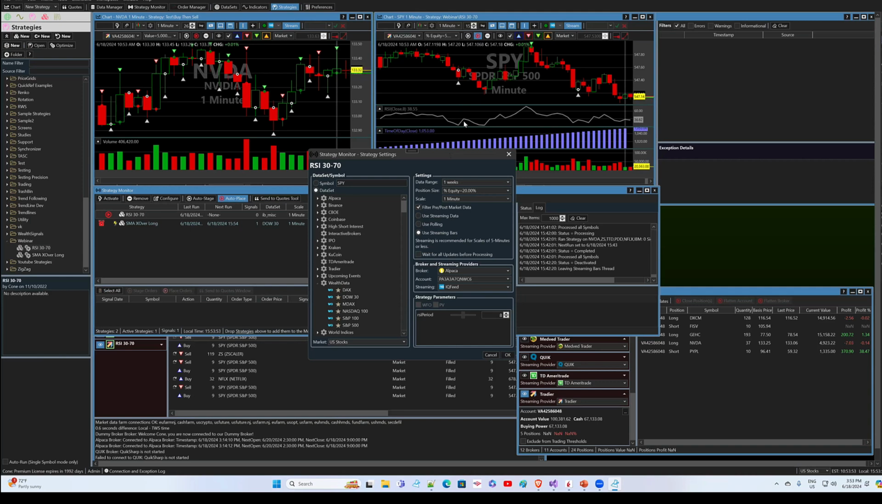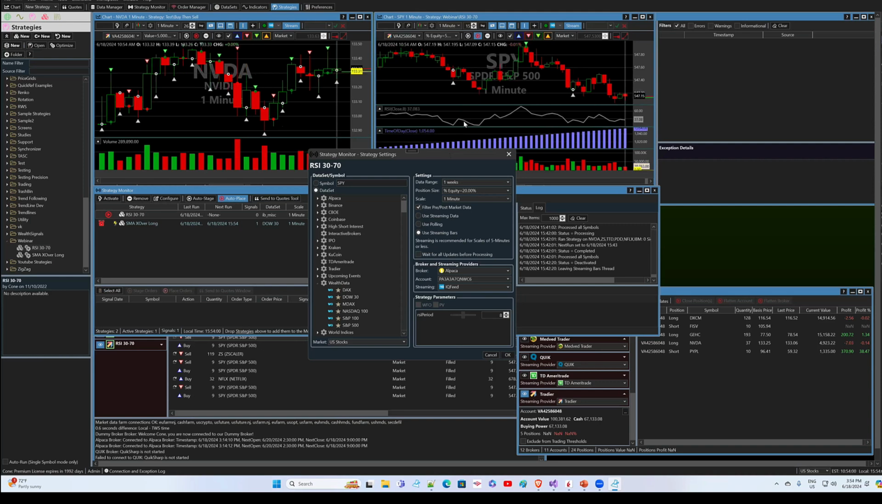So really, where the strategy monitor earns its keep is when you're trading dozens of symbols and many strategies, right? It's a question of numbers, really. And the thing is, the streaming window doesn't give you an option for polling or streaming bars, so you only get streaming data, right? That might be a factor.